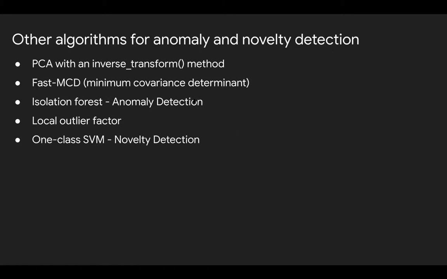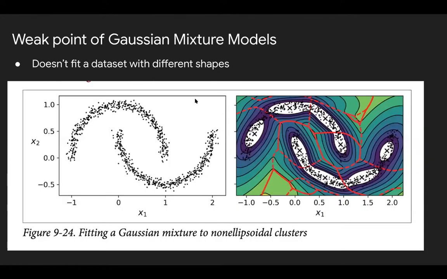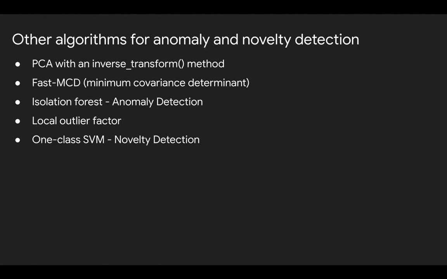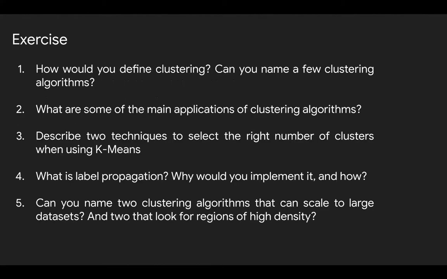So there are other algorithms that we can make use of for anomaly and novelty detection. And these algorithms can take different shapes, unlike Gaussian mixture model that they have to take like the same shape. So we have the list here. And I think that's all.